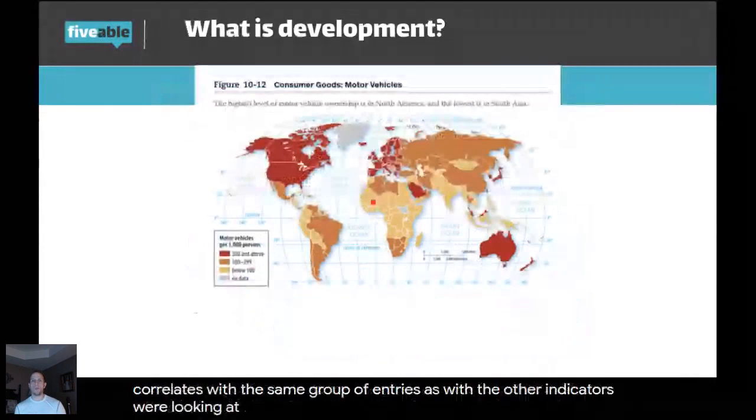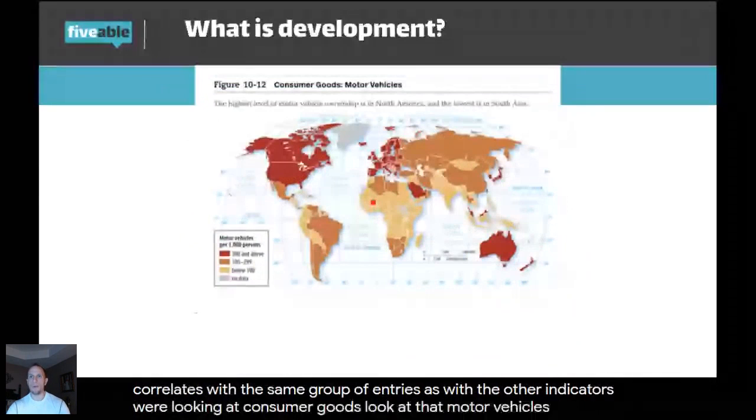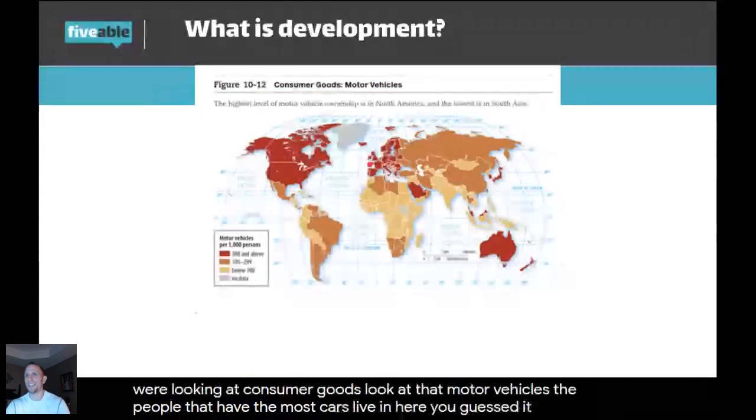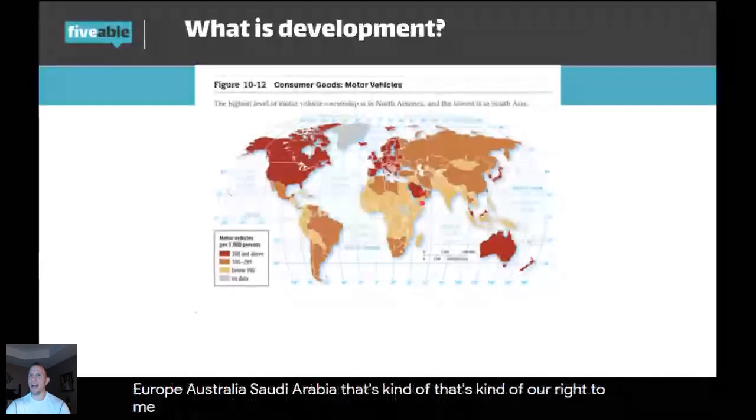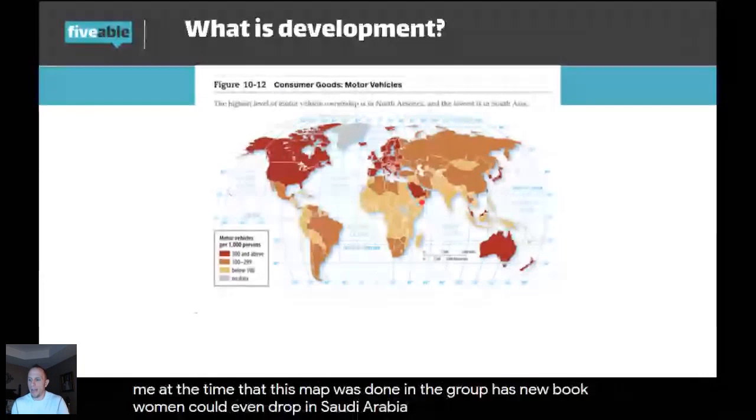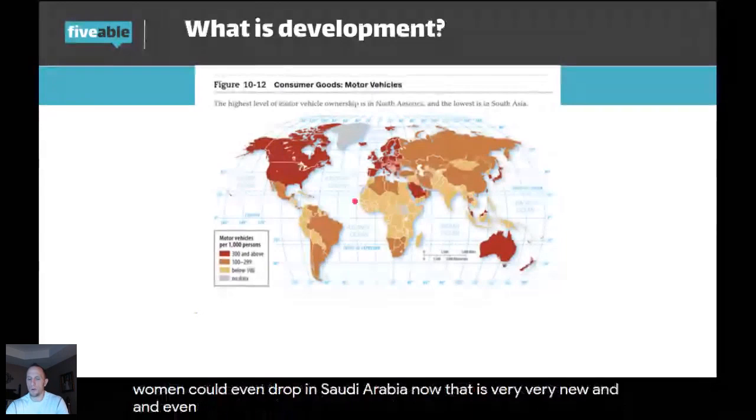Consumer goods, looking at motor vehicles. The people that have the most cars live in, you guessed it, the United States, Europe, Australia, Saudi Arabia. That's kind of ironic to me. At the time that this map was done in the Rubenstein book, women couldn't even drive in Saudi Arabia. That is very, very new and even kind of controversial among your conservatives in that country.